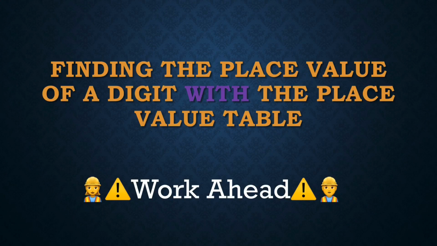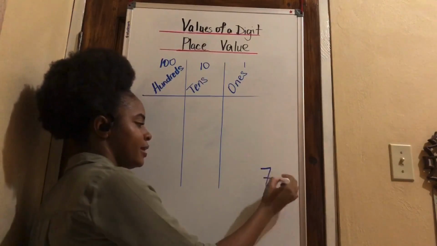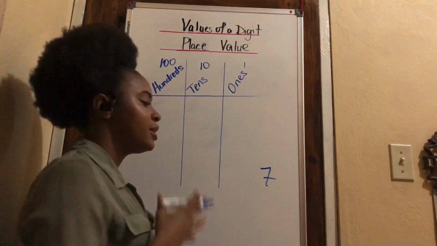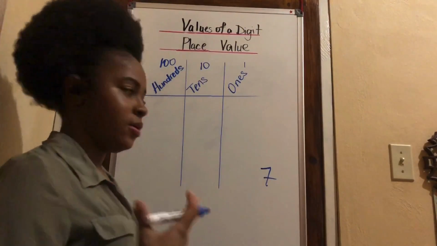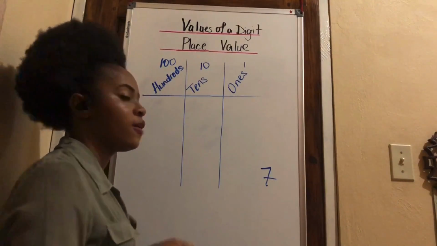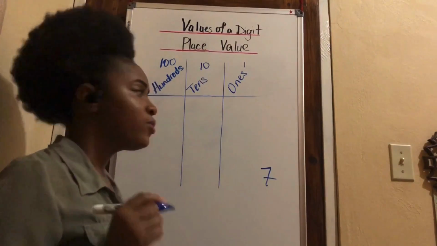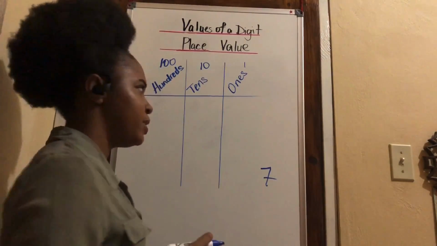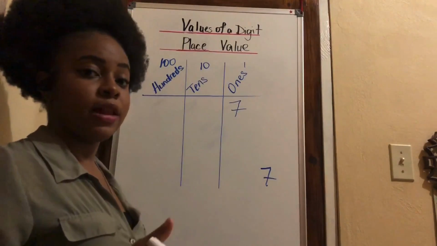Let's get ready to rumble! You have the number. I like 7, so let's go with 7. Now you need to find out what position or what place value the 7 has. So remember, we start from the right and work our way over to the left. The farthest right would be your ones place. So the place value would be 1.